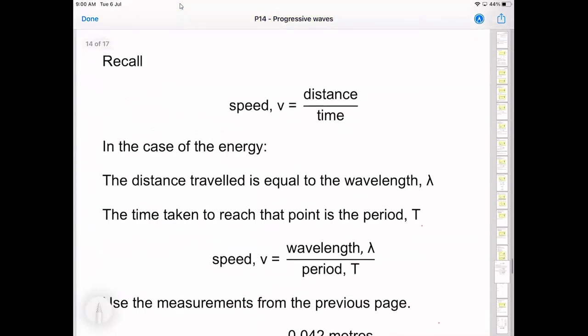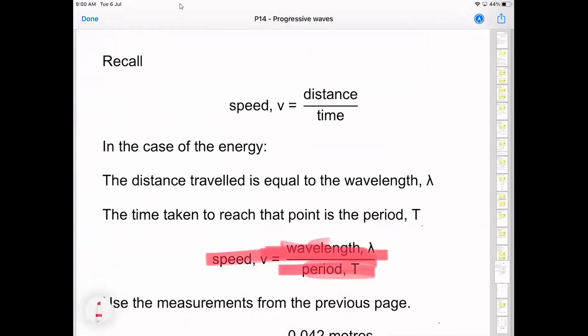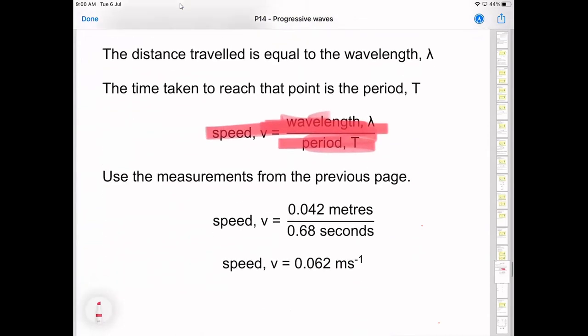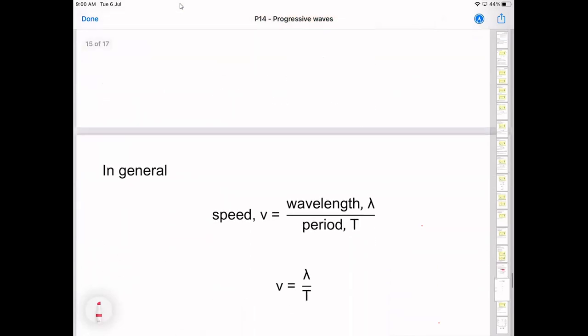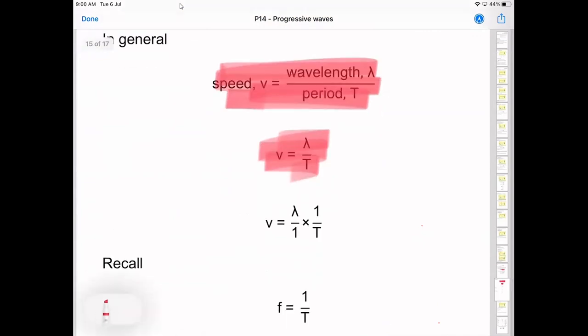There we go. Okay, so recall that speed is equal to distance divided by time. In the case of the energy, remember that for a wave, it's the energy that's traveled. The distance traveled is equal to the wavelength, and the time taken to reach that point is the period. So up until this point, we have this equation, speed is equal to wavelength divided by period. In general, speed is equal to wavelength divided by period. And then here's an interesting thing.